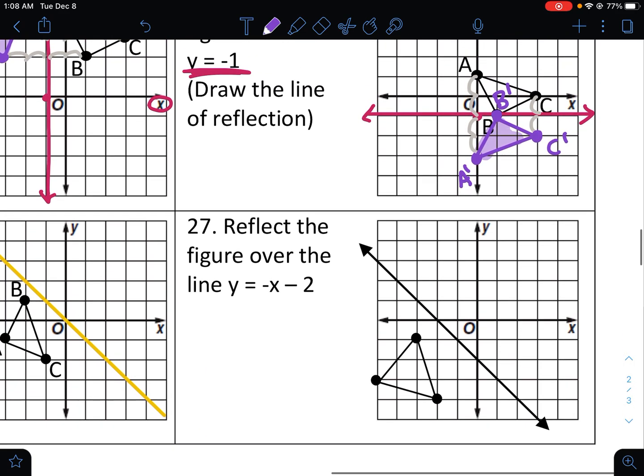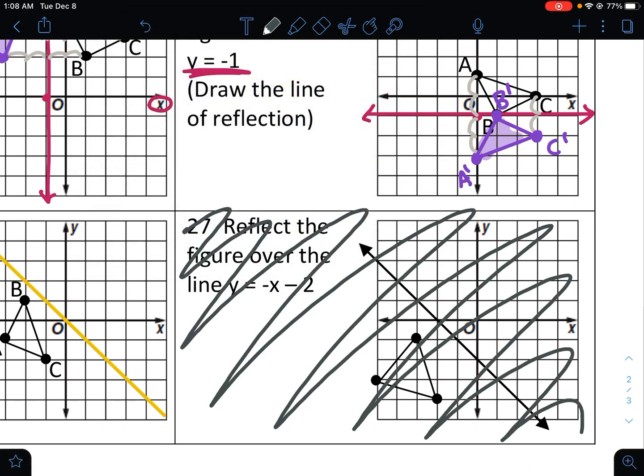Number 27, reflect the figure over this line. Nope, don't even worry about number 27. There you go.